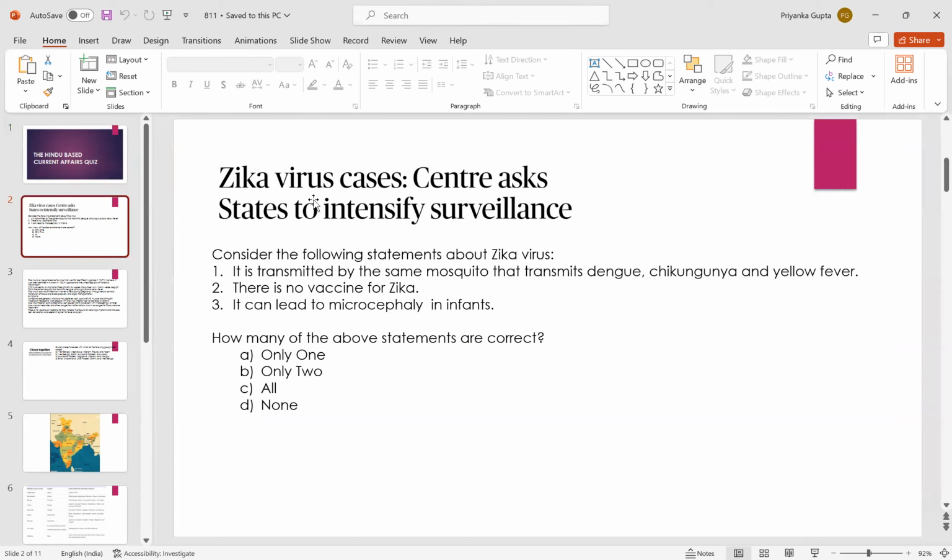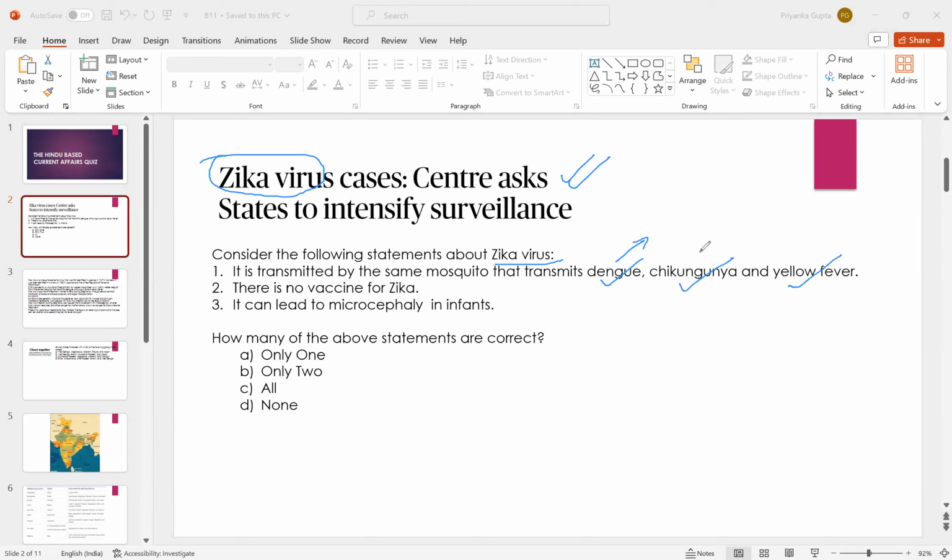So the first question is because of this article in the Hindu which talks about the Zika virus. Consider the following statements about Zika virus. It is transmitted by the same mosquito that transmits dengue, chikungunya, yellow fever. So you have to know the transmitting agent of each of these three diseases. There is no vaccine for Zika. It can lead to microcephaly in infants. How many of the above statements are correct?